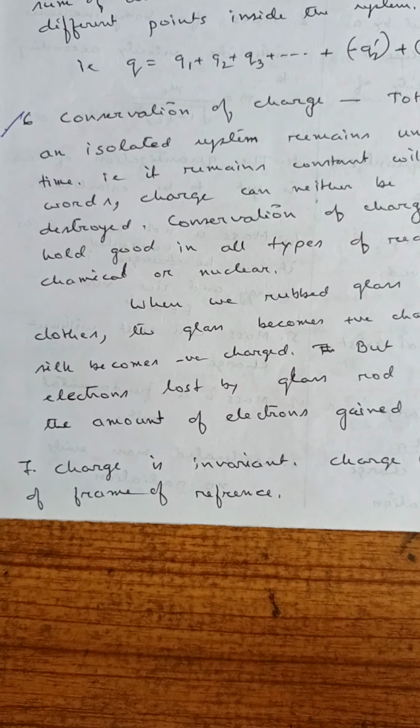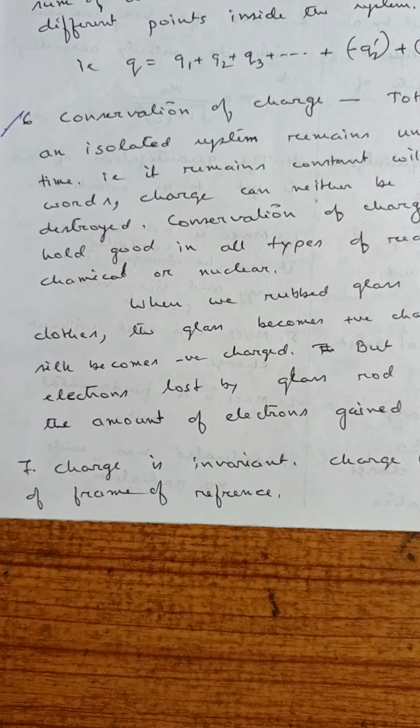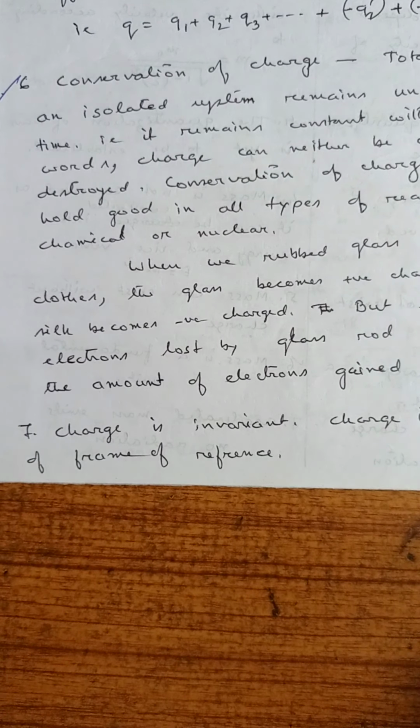The glass gets positive charge. The amount of positive charge developed on the glass rod is exactly equal to the amount of negative charge developed on the silk cloth. So if I add both the positive and negative charge, the total charge on the system again becomes 0. That means charge is always conserved. The number of electrons lost by the glass is exactly equal to the number of electrons gained by the silk cloth in this process. That means electric charge is always conserved.